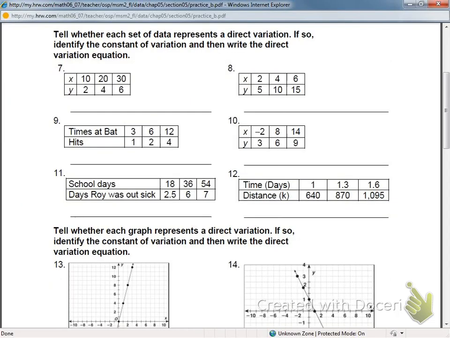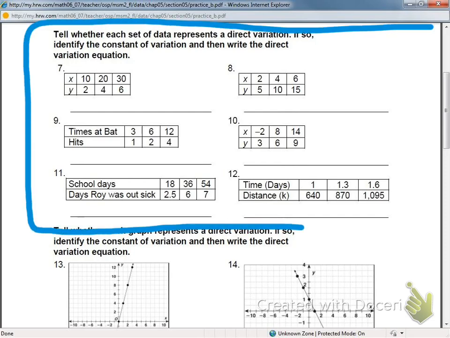Okay, now I want you to do the next part. Tell whether each set of the data represents the direct variation. If not, identify the constant rate and write direct variation. So write the equation if it has one. If not, then write no. I'm going to give you another 2 minutes to do this.